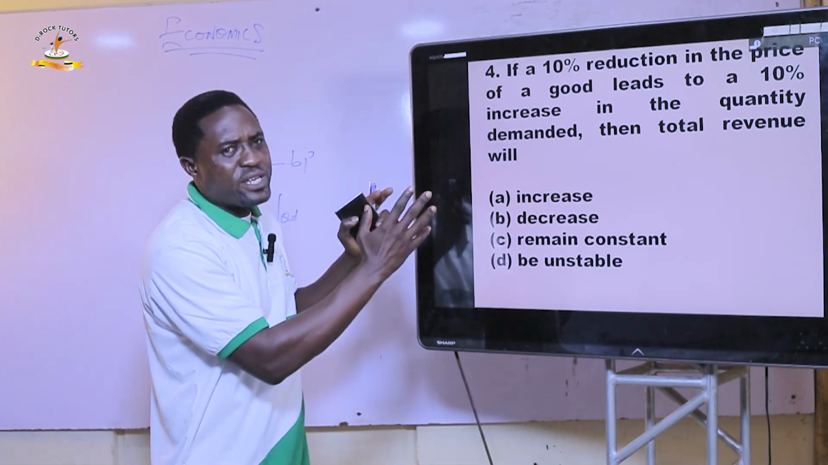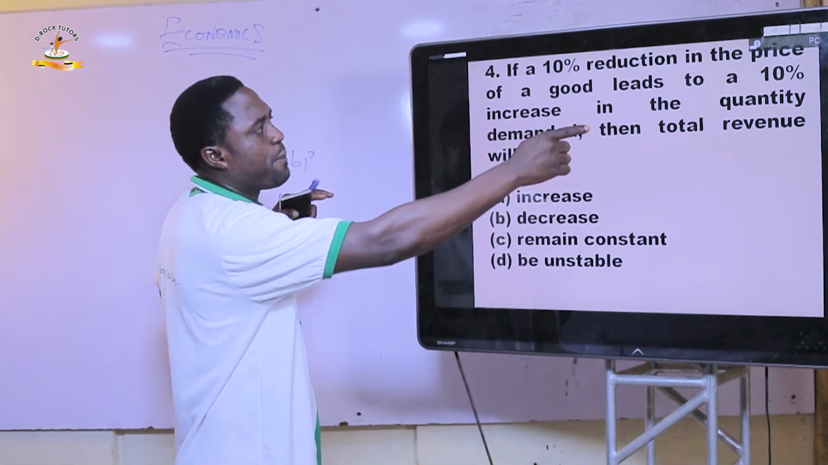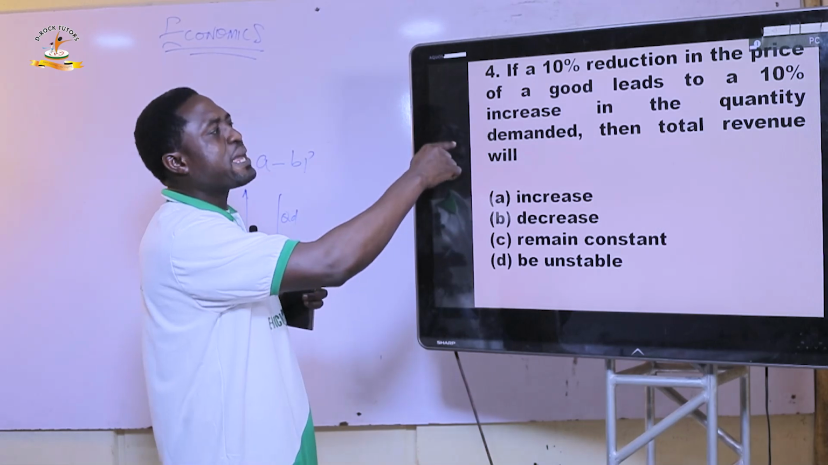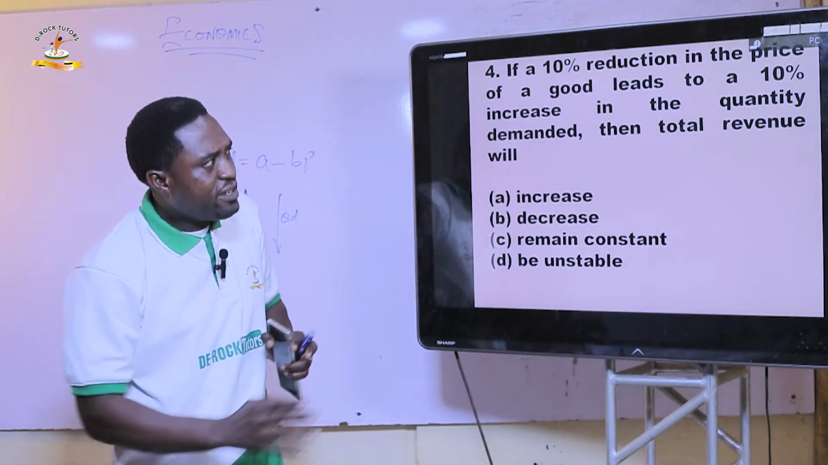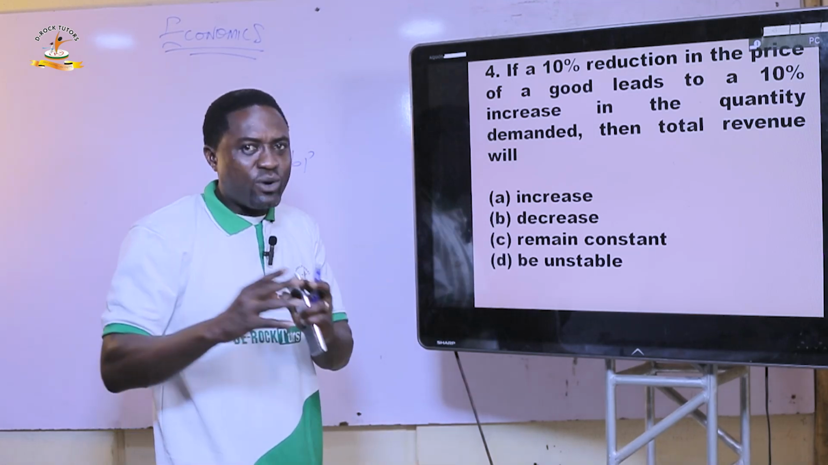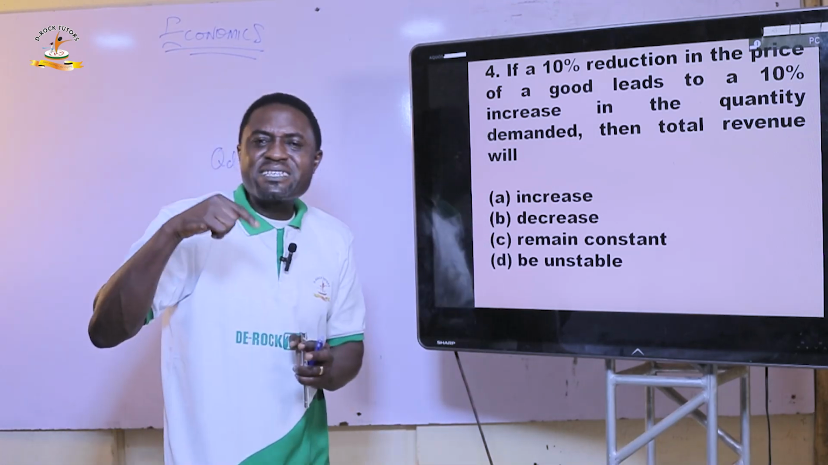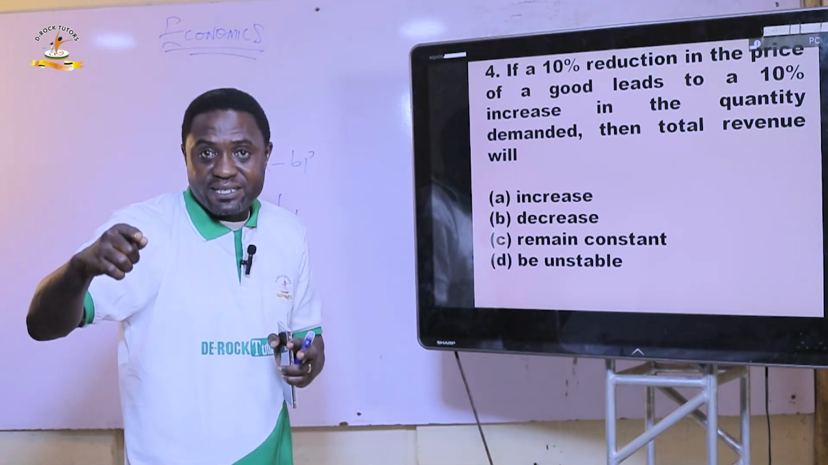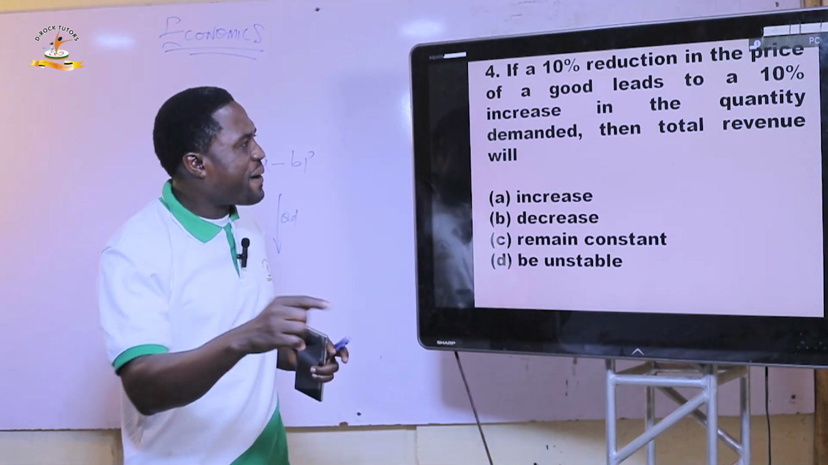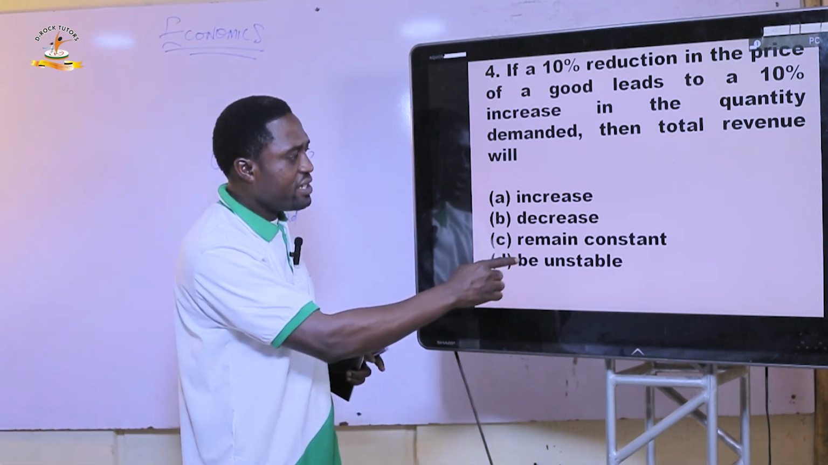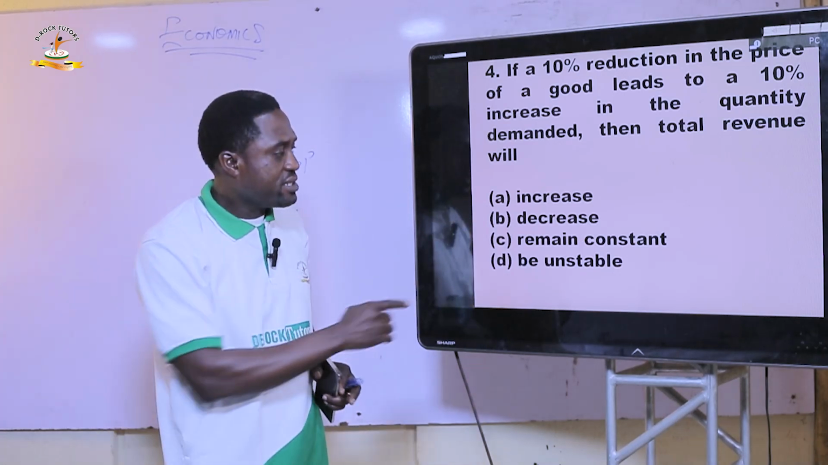Now, to this question, if a 10% reduction in the price of a good leads to a 10% increase in the quantity demanded, we can know that the rate of change in the price and the quantity demanded is the same. Automatically, the effect on the total revenue will be constant. That is why the perfect answer to this is: it remains constant. It is C.